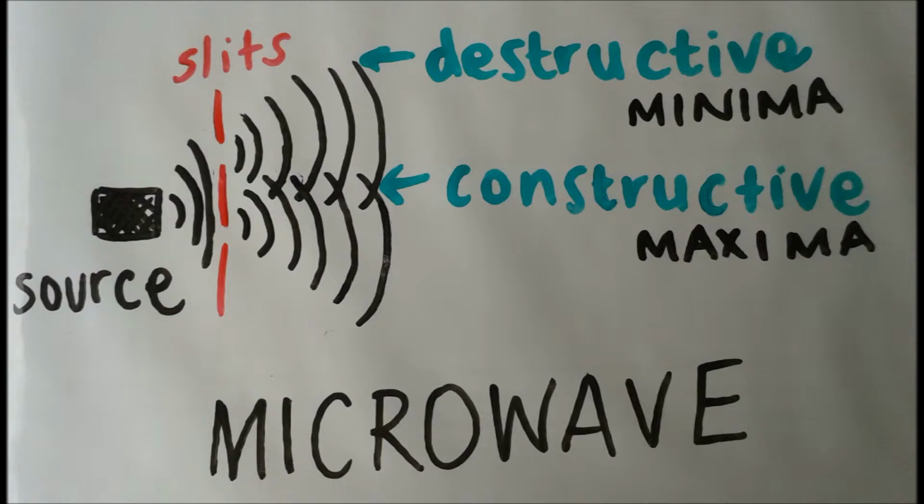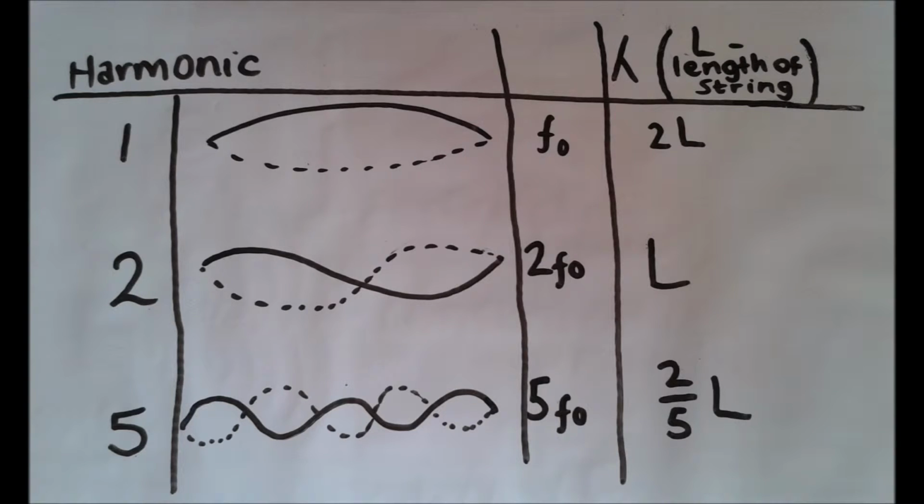A string which is stretched and fixed at the two endpoints, which act as nodes, can form a stationary wave. If it is plucked, a progressive wave travels along the string and is reflected from the end. As the reflected wave is travelling in the opposite direction to the original wave, they are superposed and form a stationary wave.